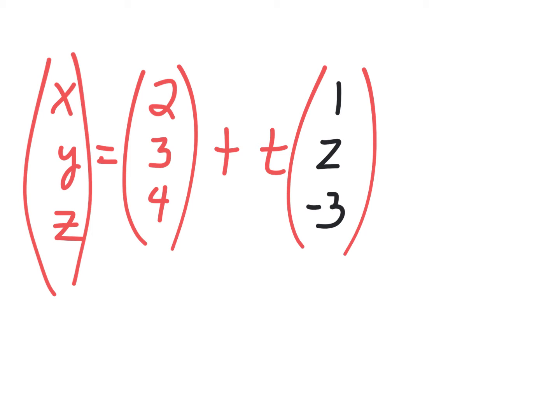Can you tell now that 2, 3, 4 is a point? Yeah, I wouldn't have to tell you. You'd be able to look at it and go, that's a point. And then the thing next to the T, that's the vector. All right.